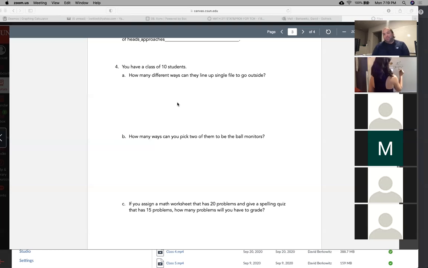So part C is the easiest and yet probably was the one that people scored the worst on because you were just expecting some kind of factorial problem or a combination problem or something. It says if you assign a math worksheet that has 20 problems and give a spelling quiz that has 15 problems, how many problems do we have to grade? Well, each student is answering 35 problems, right? And there's 10 students, so 350.